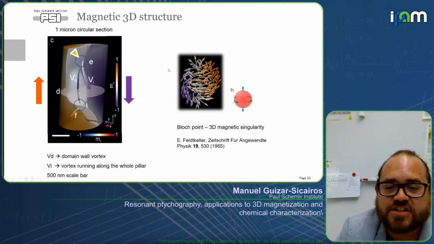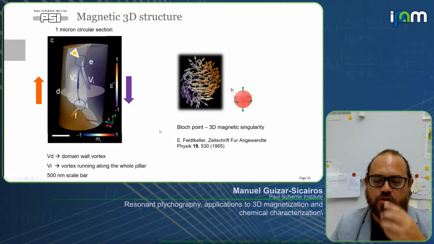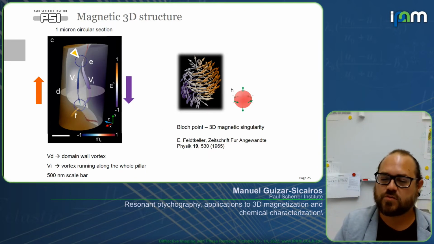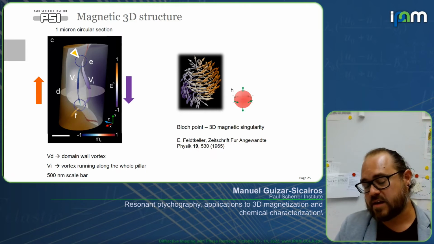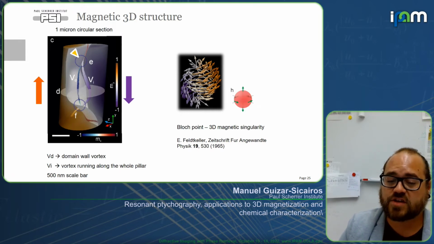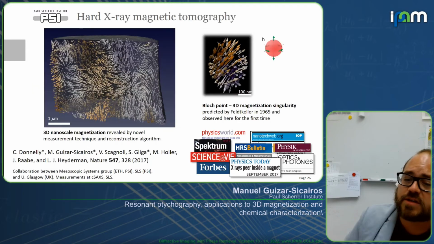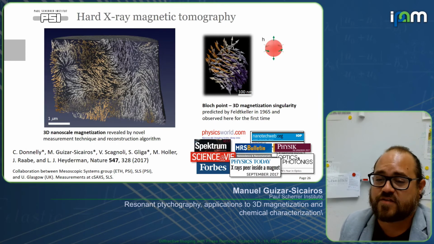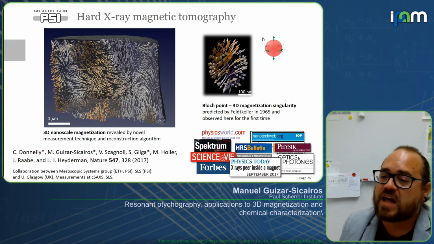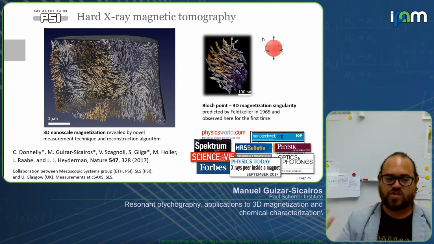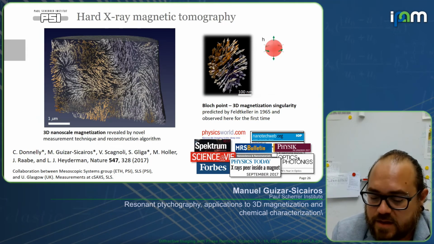And in these points where it touches, we find this Bloch point, which John was also showing some of those structures as well. So this Bloch point is a 3D magnetic singularity that basically theoretically has a 0 magnetization in the center, and they were predicted in 1965 by Feldkeller, but this was the first time that they were observed experimentally. And since then, of course, there is new work that has been popping out analyzing these kind of textures.